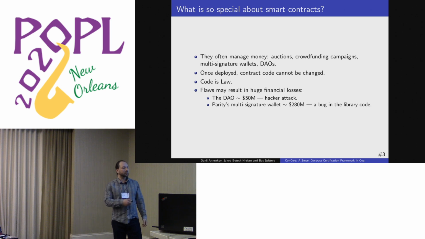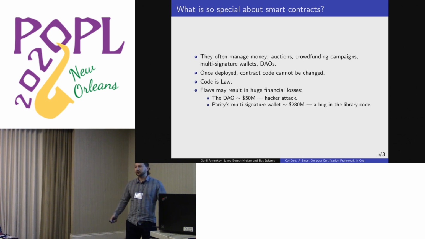According to the code is law principle, there is no third party that can resolve issues arising from the execution of contracts. When something goes wrong, well, sorry about that, this is how it was programmed. We already know examples where huge financial losses happened, like the DAO hack, and sometimes it's not due to a hacker attack at all. There was a bug in library code, and that led to a lot of money being stuck on the contract without being able to interact with it and get it back.